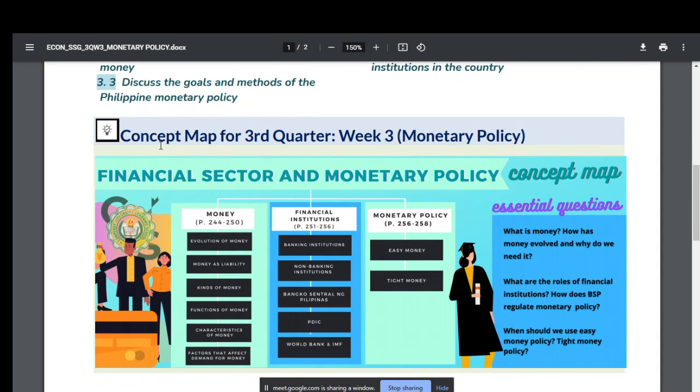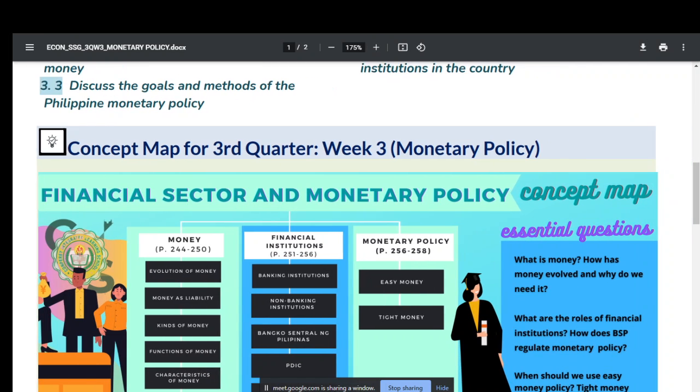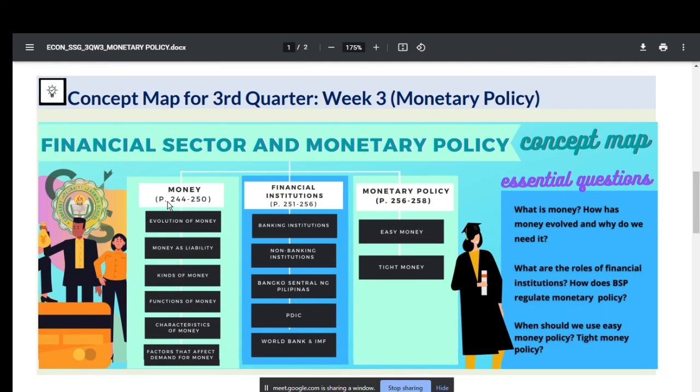And make sure you also look at your concept map for economics. And then makikita natin yung pages na nakalagay sa libro, nakalagay din diyan. So 244 to 250, please read through that. 251 to 256 and 256 to 258. For this lesson, for this day, we're gonna look at money lang muna. So eto muna i-discuss natin.